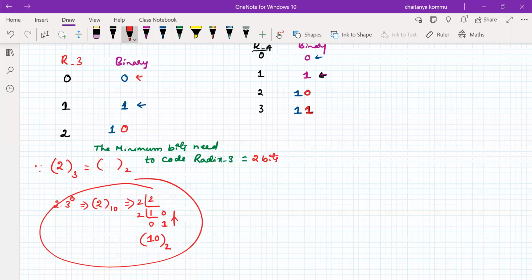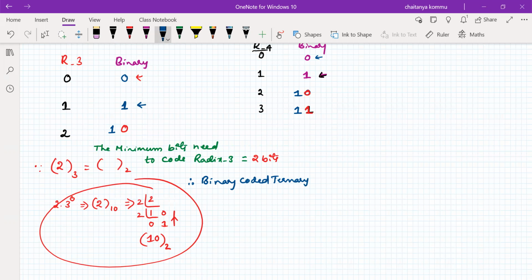So what do we call this? Let us give a simple definition. Here we give a word: this is called binary coded ternary. Binary coded ternary. So in binary coded ternary, each digit in radix 3 is represented by 2 bits in the binary number system. That's what we have to understand.